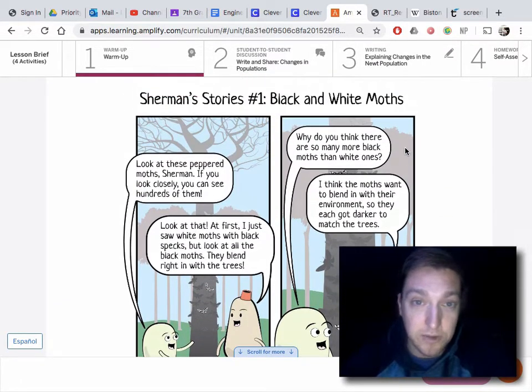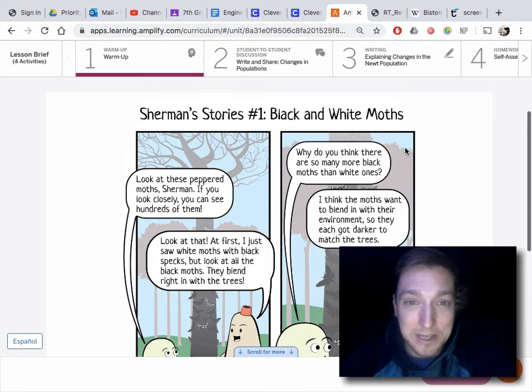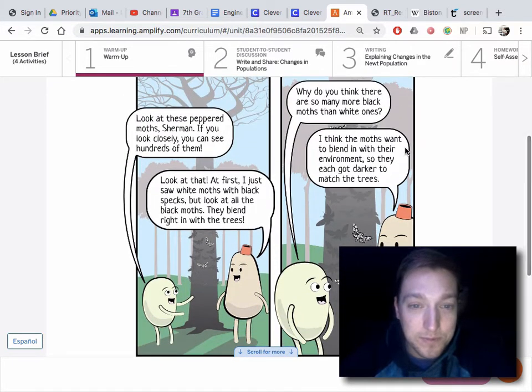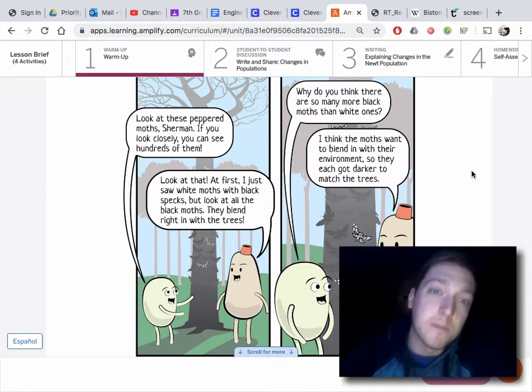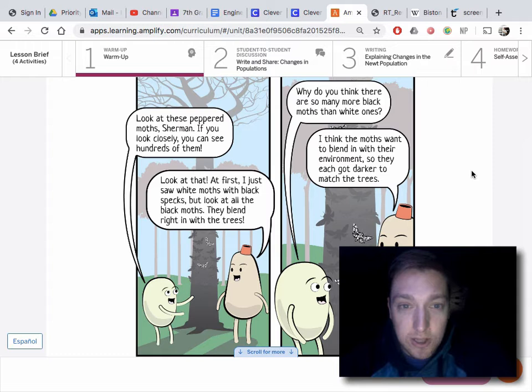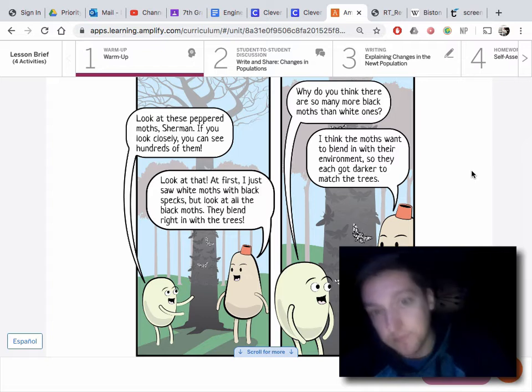Okay, I'll read it to you. We have our two potatoes here. Okay, so I'll read this. Look at these peppered moths, Sherman. If you look closely, you can see hundreds of them. Look at that. At first I saw white moths with black specks, but look at all the black moths. They blend right in with the trees.